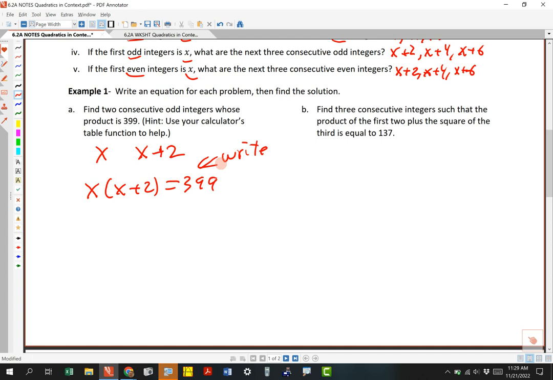After that, then we can solve it using a bunch of different techniques that we've got. What we usually do when we're solving a quadratic is we set it equal to 0. So the first thing I'm going to do is multiply through. So this gives us x squared plus 2x minus 399 equals 0.